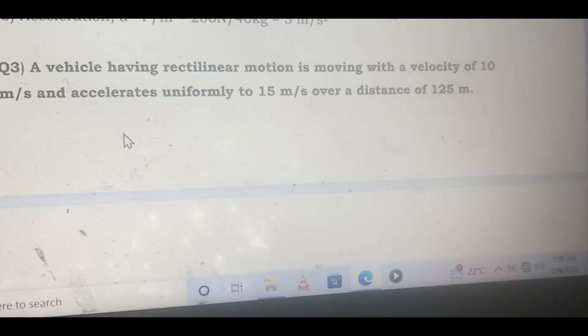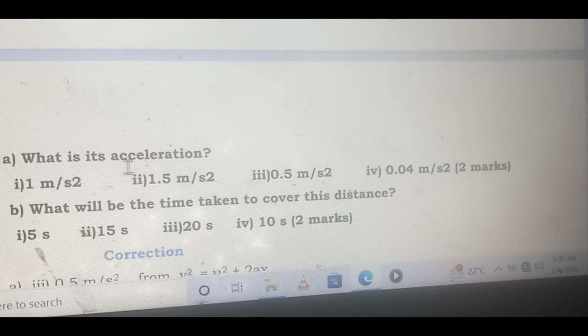And also another question that is repeated in Section A in every national examination is motion. For example, this question 3. A vehicle having rectilinear motion is moving with a velocity of 10 meters per second and accelerates uniformly to 15 meters per second over a distance of 225 meters. A. What is its acceleration? Is it option 1, 2, 3 or 4? B. What will be the time taken to cover this distance? Is it option 1, 2, 3 or 4?